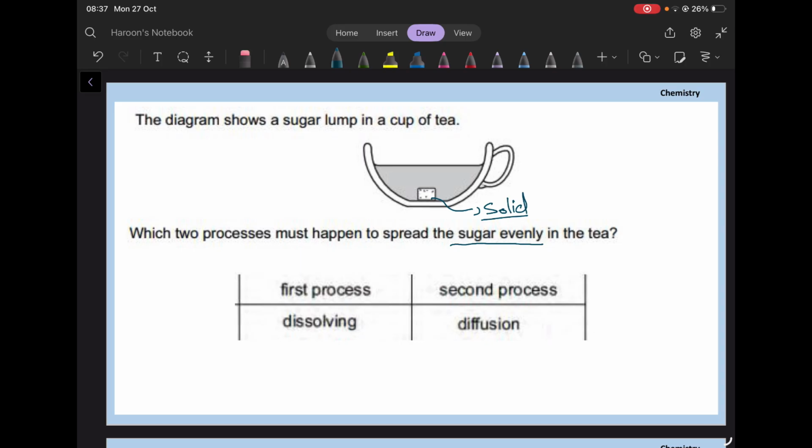So this will first dissolve. This would be the first process, dissolving. The sugar first dissolves so that it converts into a liquid state. Now it is a fluid. After that, diffusion can occur. So the first process would always be, in this case, solid conversion into a liquid state or a fluid state. Only then the diffusion can take place.